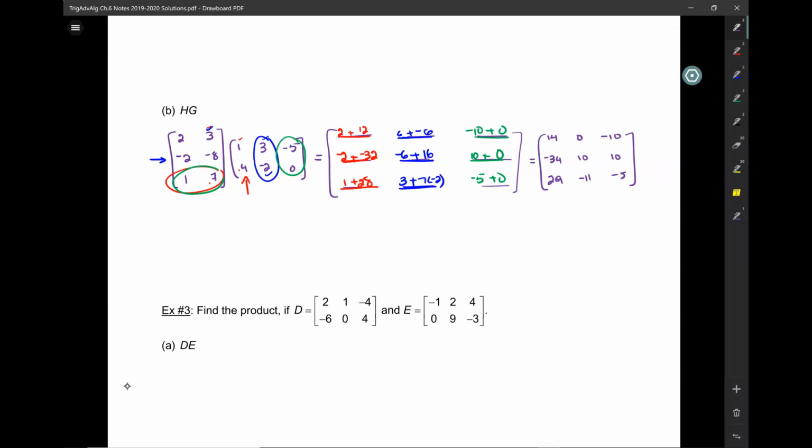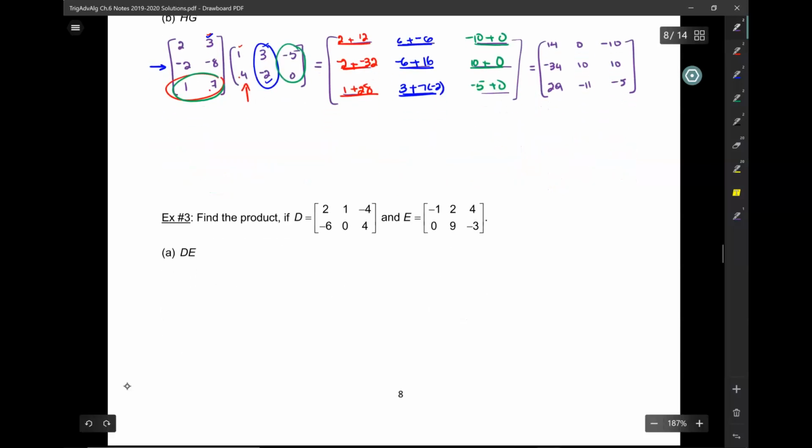Okay, next one, find DE. So here I have a 2 by 3, and I have a 2 by 3. These two are not the same, so not possible.